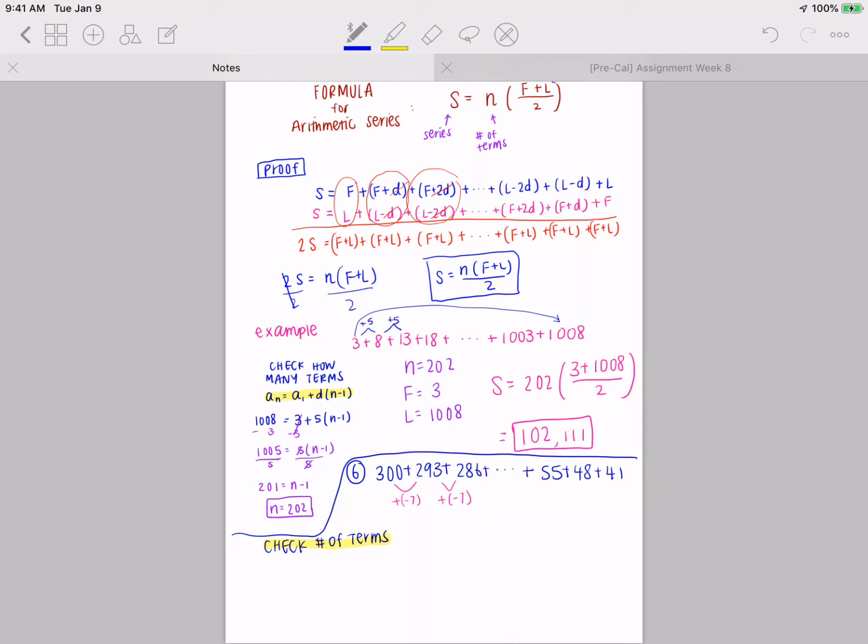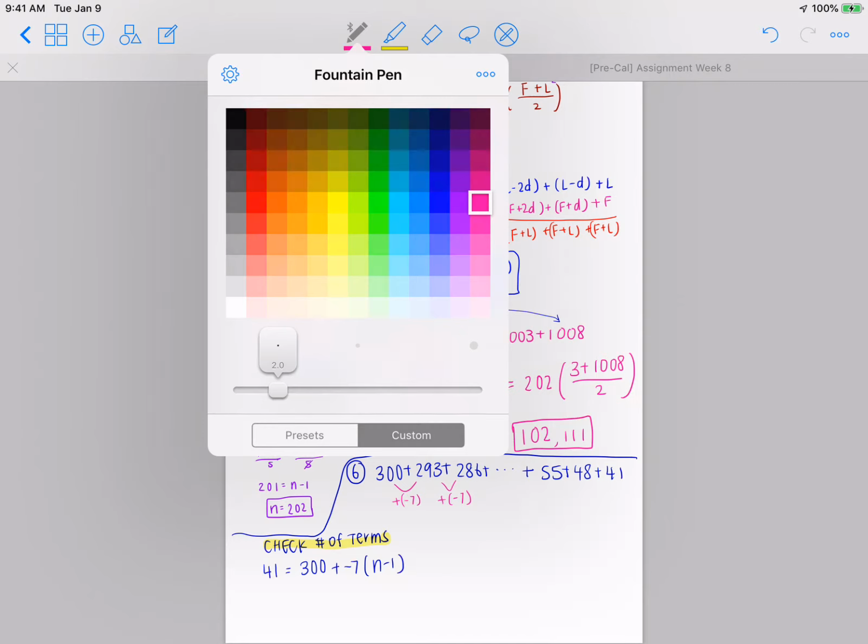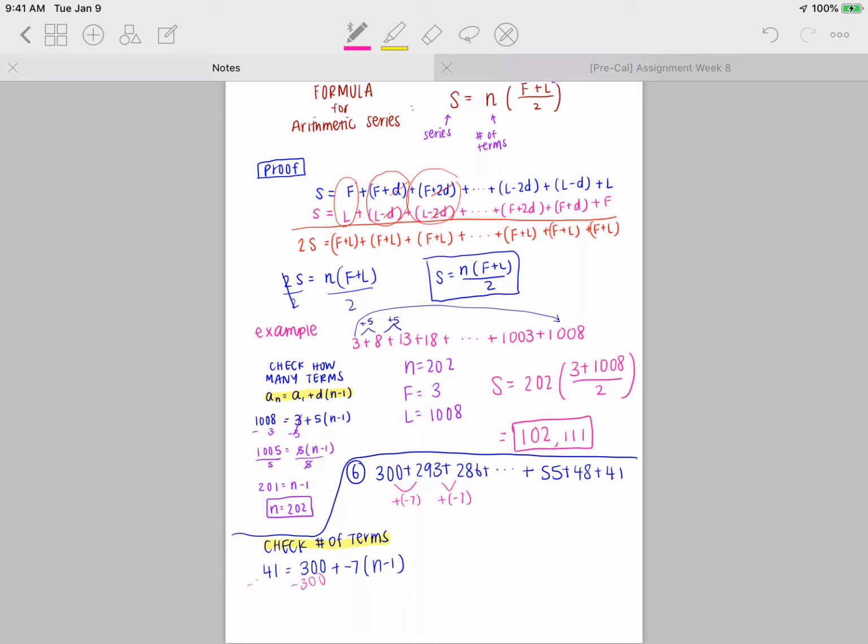Using our formula, 41, because that's the last number, equals our first number, 300, adding our negative 7 times n minus 1. Move your 300 over to the other side. We get negative 259 equals negative 7 times n minus 1. If you do the math, n would equal 38.